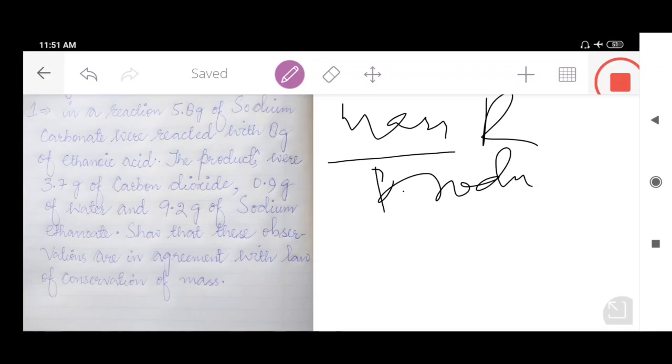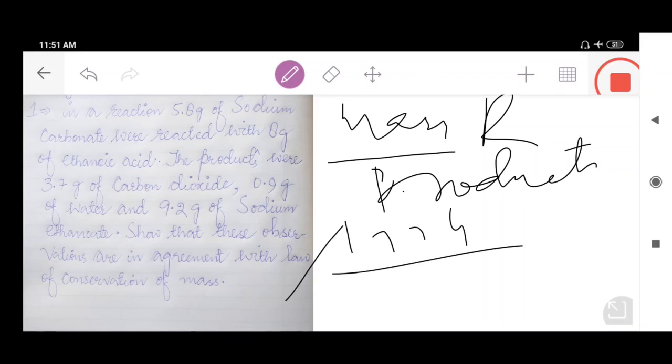This law was given by the French chemist Antoine Lavoisier in 1774. This law is also called the law of indestructibility of matter. In other words, the law of conservation of mass means that mass can neither be created nor destroyed, but it can simply change from one form to another, or during a chemical change the total mass of the reactants is equal to the total mass of the products.